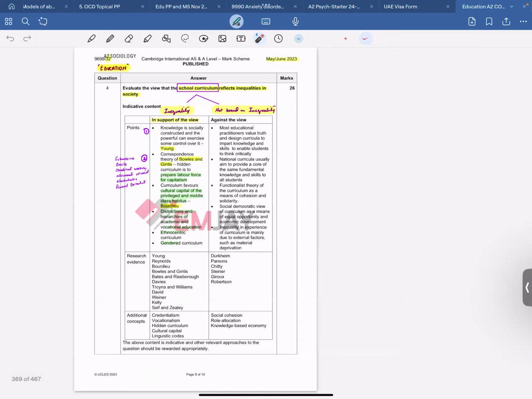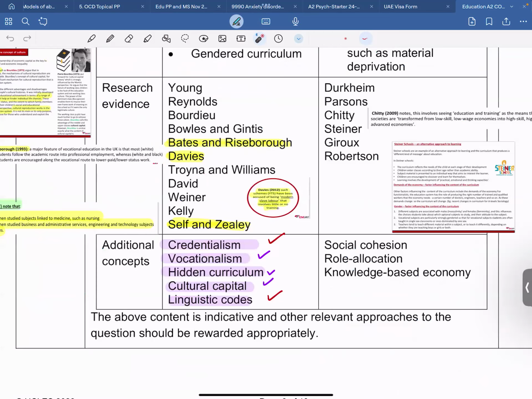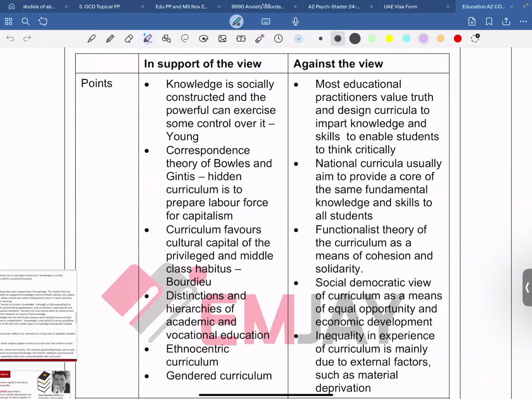I tried to keep it as quick as I possibly could. Now, moving on towards the against side of the debate. Most educational practitioners value truth and design curricula to impart knowledge and skills to enable students to think critically. I mean, you could write down about the functionalist perspective. I just show you some content on this as well.